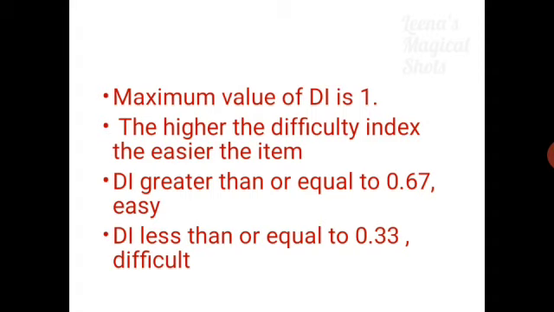So the item will be easy when the difficulty index is greater than or equal to 0.67, and the item will be difficult if the difficulty index is less than or equal to 0.33.